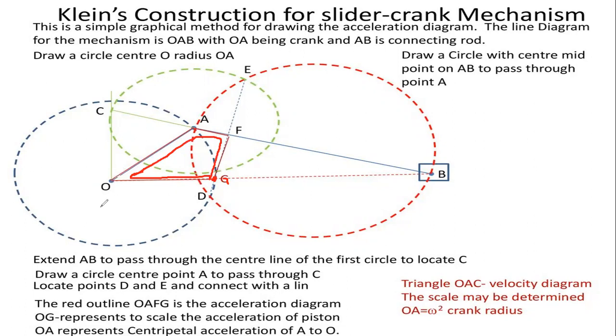And OA represents the centripetal acceleration of A with respect to O. So this is the OA line, and this OA line represents the centripetal acceleration of the point A towards O. So this is the O direction.